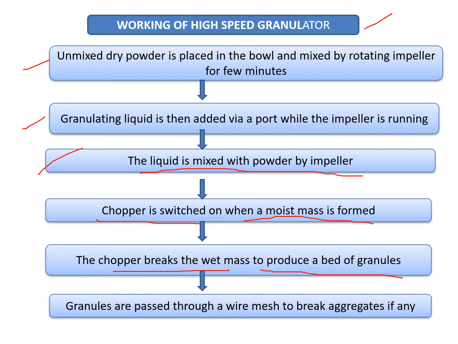These granules are then passed through a wire mesh to break the aggregates, if any. So these granules are passed through a wire mesh. In case some aggregates are present, they also get broken through this mesh. So this was the working of the high-speed granulator, and you can watch the video which I have given in the earlier slide. When you watch the video, the concept will become more clear.